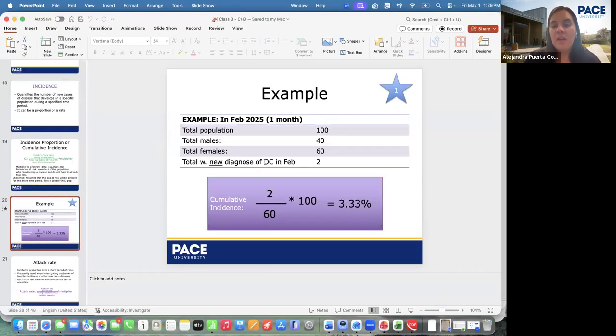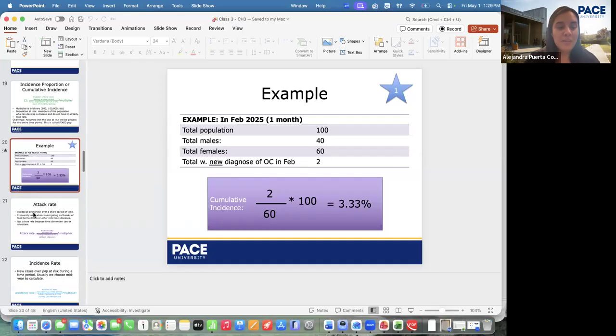So if I have ovarian cancer, my new cases of ovarian cancer is 2. My total population is 100. Males is 40, females is 60. Who is my population at risk? Females, right?